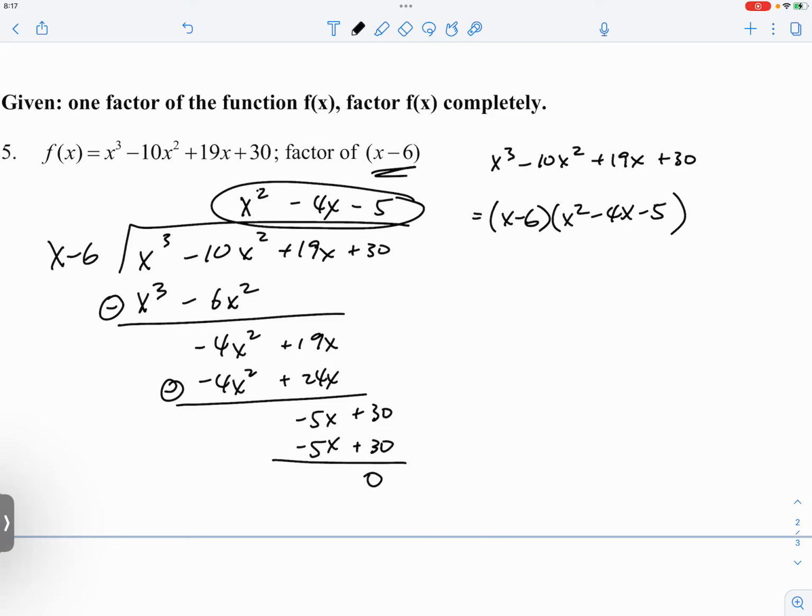And I hope this further explains why I'm so picky about you writing the equal sign. Because they've got to be equal to each other. They've got to be equal to each other.